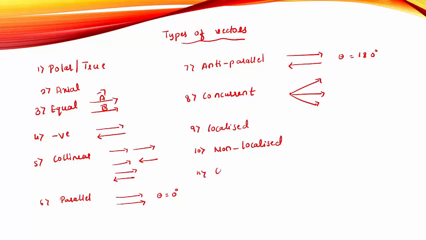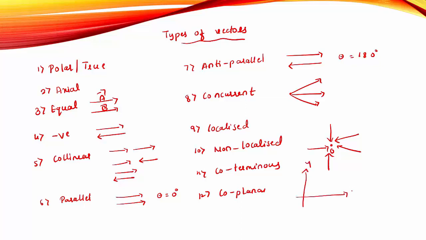Then coterminous vectors. It means the vectors having the same terminus point, the same head. For example, at this point O, all the vectors' arrow marks are at the same point, coterminous. Right? Then we studied coplanar vectors. Coplanar means the vectors lying in the same plane. If I consider the x and y axis, all the vectors are lying in the same plane. So these are coplanar vectors.